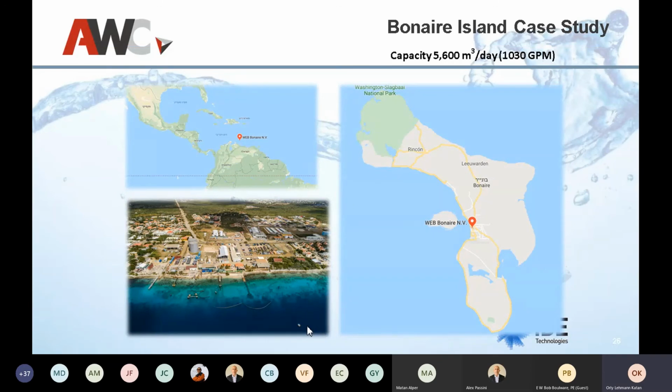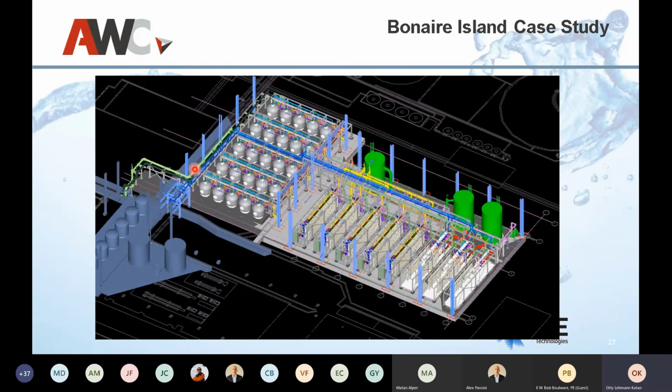2 minutes for the Bonaire case study. It's actually a very small plant that we're building now on the island of Bonaire. And what's interesting about it, this is just a layout. We see the pressurized pretreatment, the prefabricated SWRO units going into these 2 tanks, and then the final stage of BWRO to give the final quality.